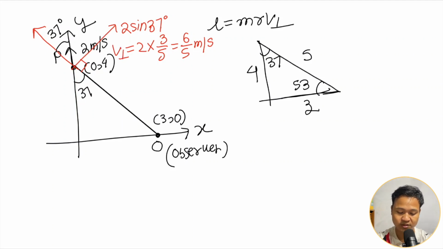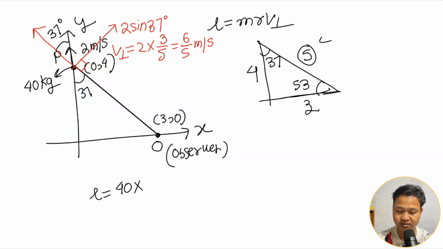So let's say the mass of this person is 40 kg. Now let us apply the angular momentum formula. So L equals mass into r into v perpendicular, so 40 into r. The triangle here is 5, so this is r. Okay, so your r is 5.